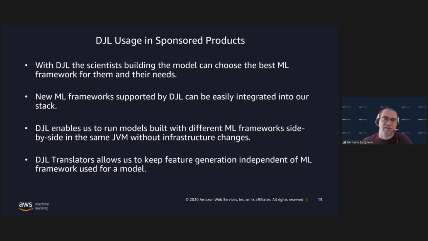So with that, how does DJL help us? With DJL, we really can offer a choice to our scientists. We can run these different ML frameworks, and models in these different ML frameworks, side by side. And any new capability that DJL gains, we will be able to support those models right away or with very little effort.